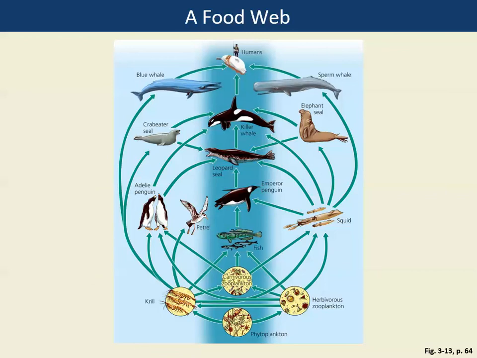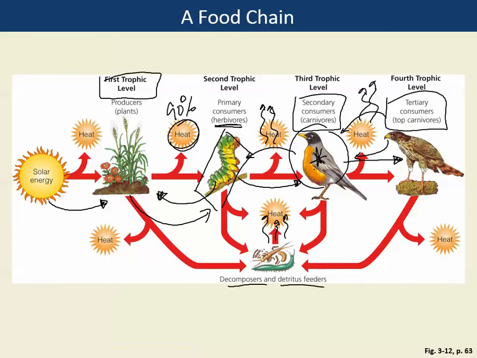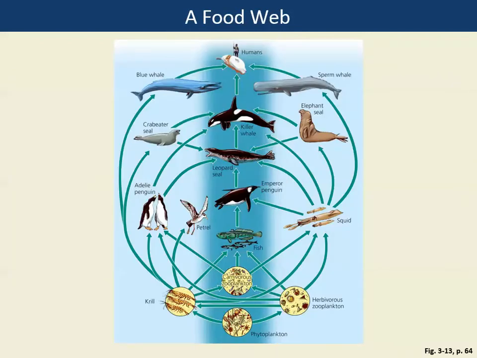Here is a food web. This food chain right here is very simplistic. You're able to go from one step to the next to the next. A food web is the interconnectedness of different food chains. So you've got phytoplankton here, and the zooplankton or krill eats the phytoplankton. These fish right here eat this. The emperor penguin eats these fish. The leopard seal eats this. The killer whale eats the leopard seal. And then humans at the top of the food chain can kill killer whales.